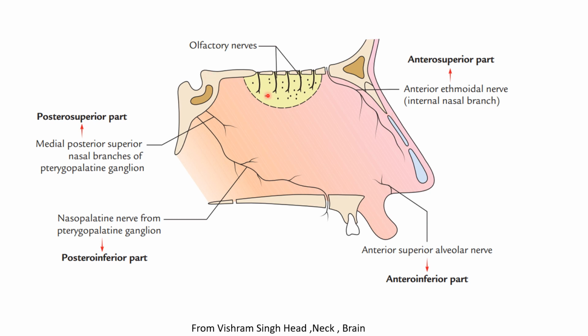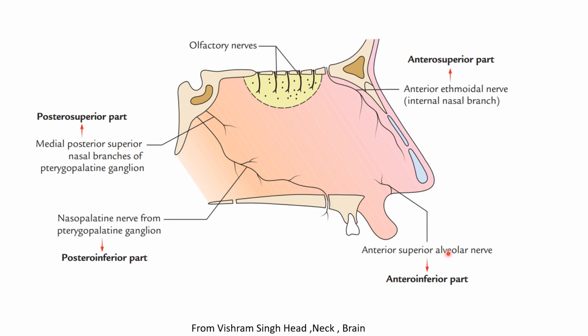So here we will begin with olfactory nerves: anterior ethmoidal nerve, anterior superior alveolar nerve, medial posterior superior nasal branch of pterygopalatine ganglion, and then we have nasopalatine nerve from pterygopalatine ganglion. Once you are well versed with this diagram, you don't need to remember that this supplies the anterior superior part, this supplies the anterior inferior part, because from this diagram only you will be able to visualize it and write in your exam.